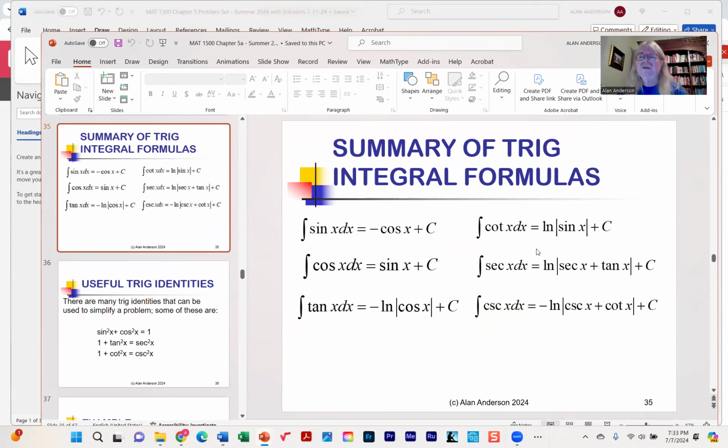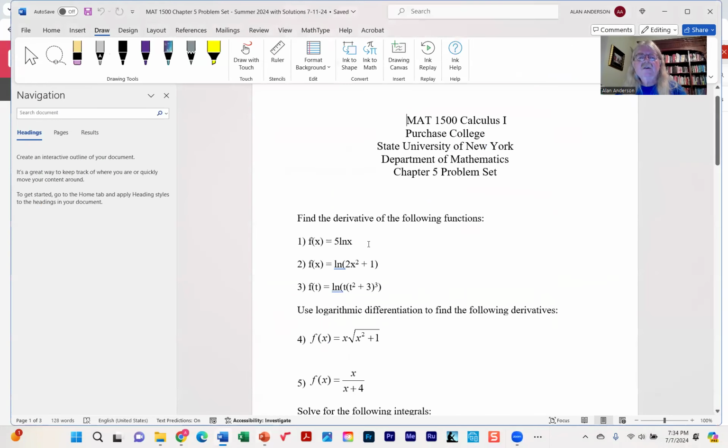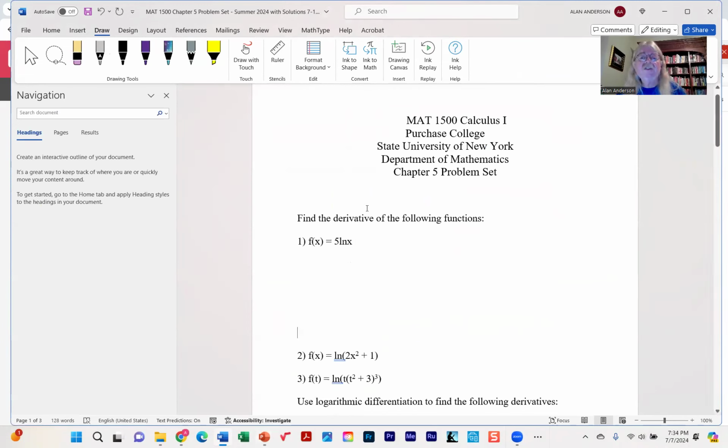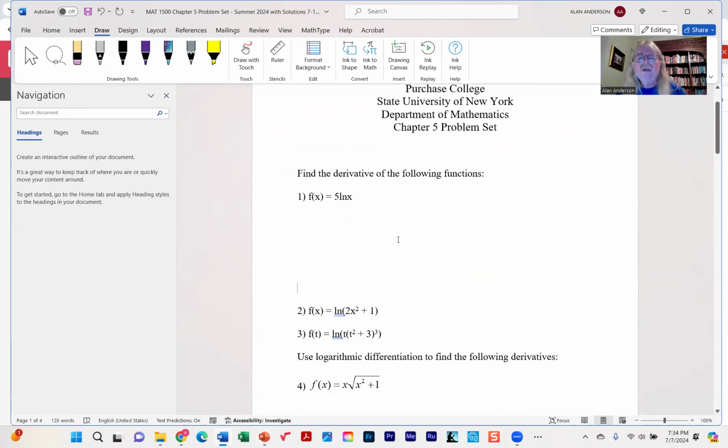It's just that sometimes you have to manipulate them into the right form in order to see what approach you should be using. Anyway, let's get to it. So first of all, we have 5 log x. And by the way, it says at the top here for these first 3, we're going to just simply take the derivative.